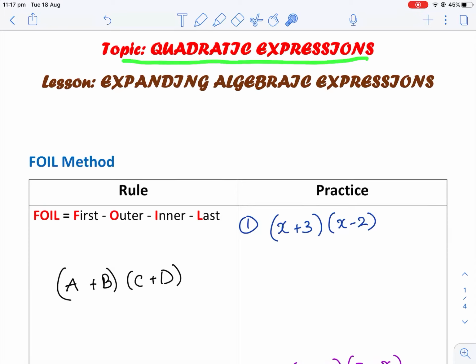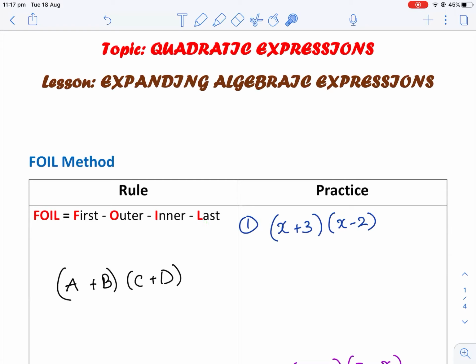Quadratic expressions. Lesson 1, the first one, is expanding algebraic expressions. Let me introduce the most popular rule to expand brackets, which is the FOIL method. So what is the rule? FOIL stands for first, outer, inner, and last. So first terms of the two brackets, outer terms of the two brackets, inner terms of the two brackets, and last terms of the two brackets.